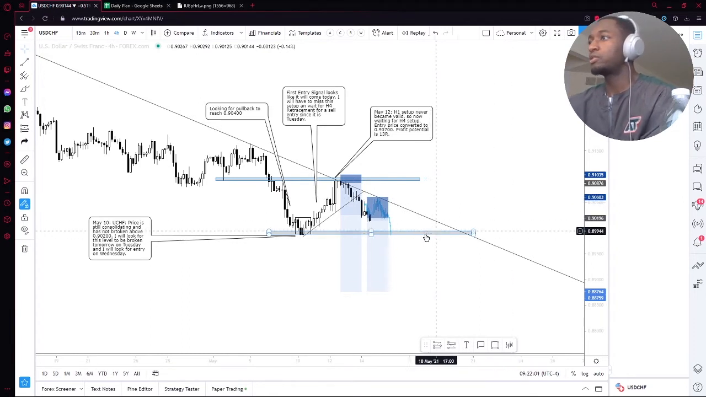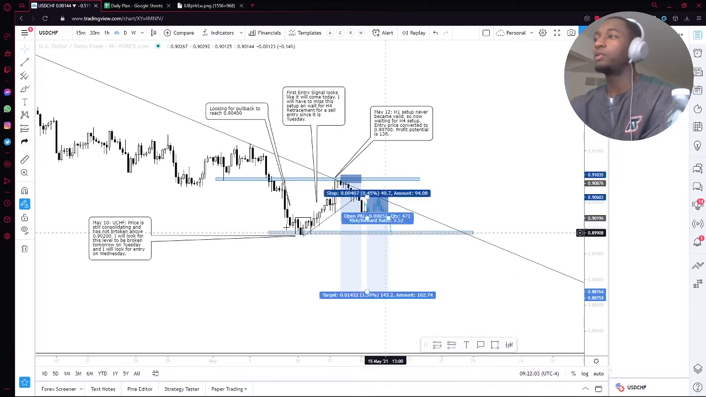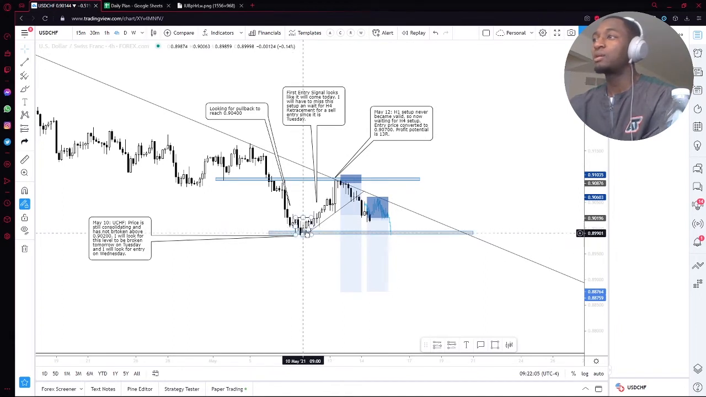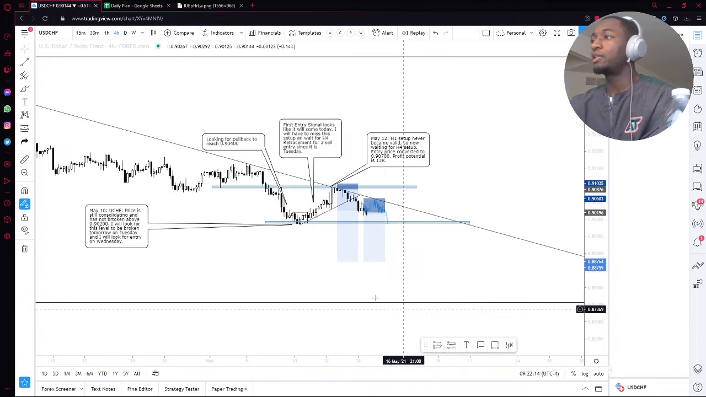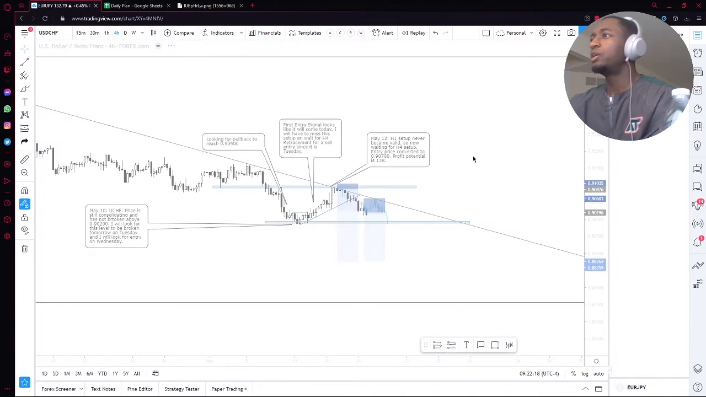I'm looking for price to get to this level, and if price gets to that level, I'm expecting to see some type of resistance here, right? Price to reject it a little bit, but I would prefer it to break through and actually end up going to this demand zone down here. That's ideally what I'd love to see. But let's go to EURJPY.